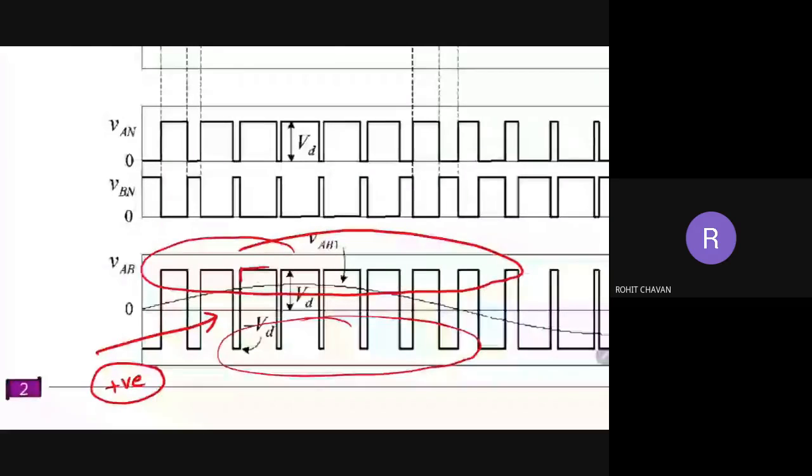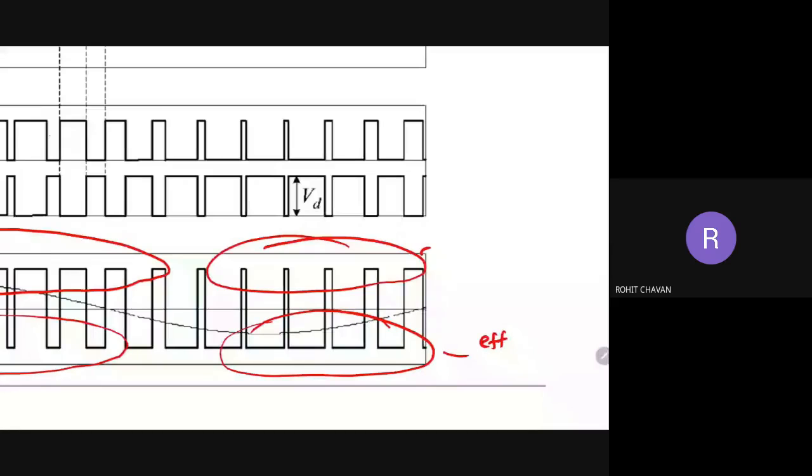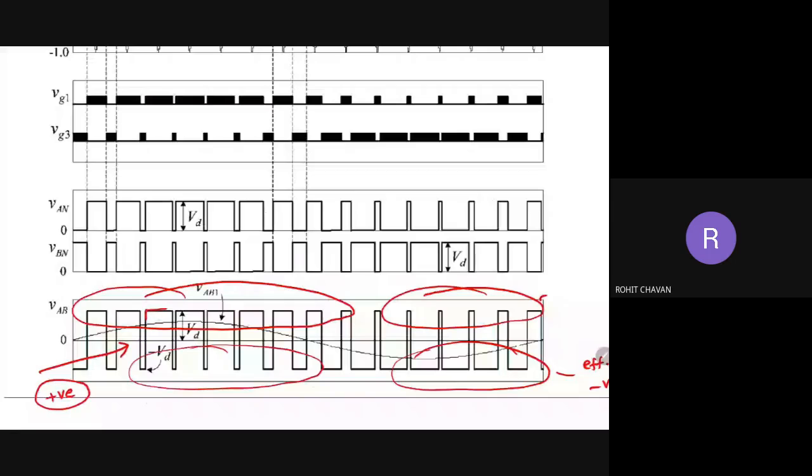Similarly, on the other side, these are narrower and these are wider. So therefore, effectively, this is negative. It looks like this waveform is changing from plus Vs to minus Vs, like a normal square waveform. But actually, in the positive half cycle, the positive voltage is dominant, and in the negative half cycle, the negative voltage is dominant. So here it is effectively positive, whereas here it is effectively negative.